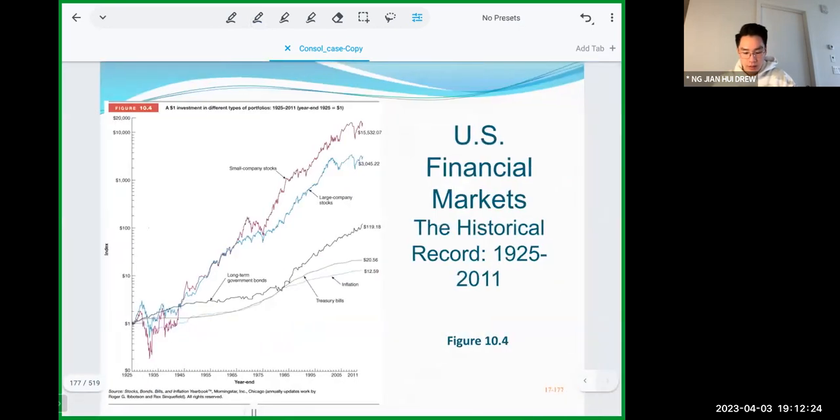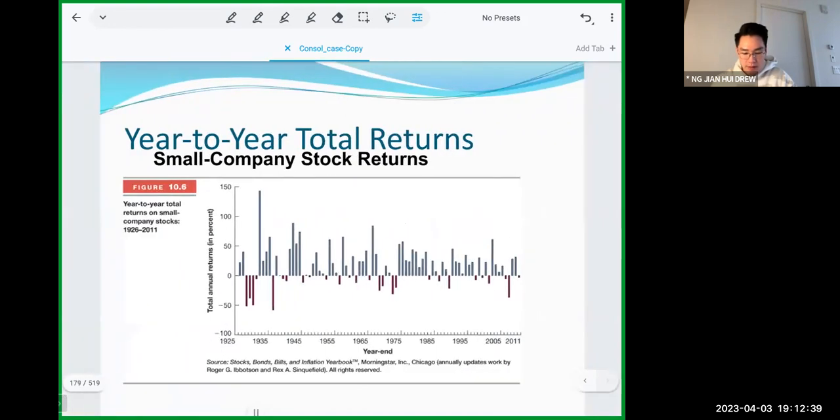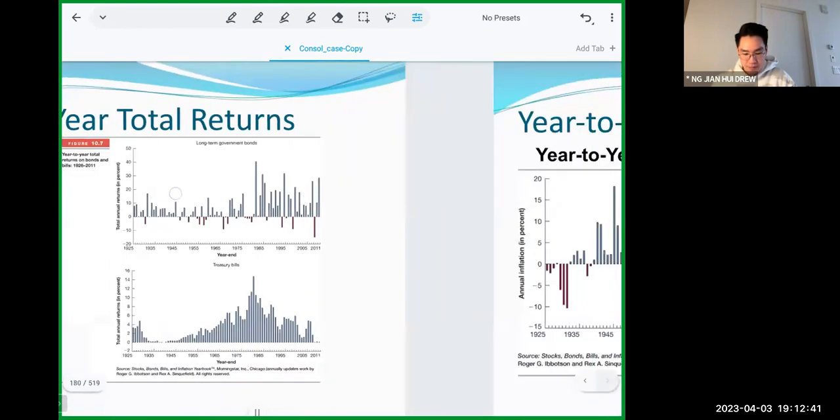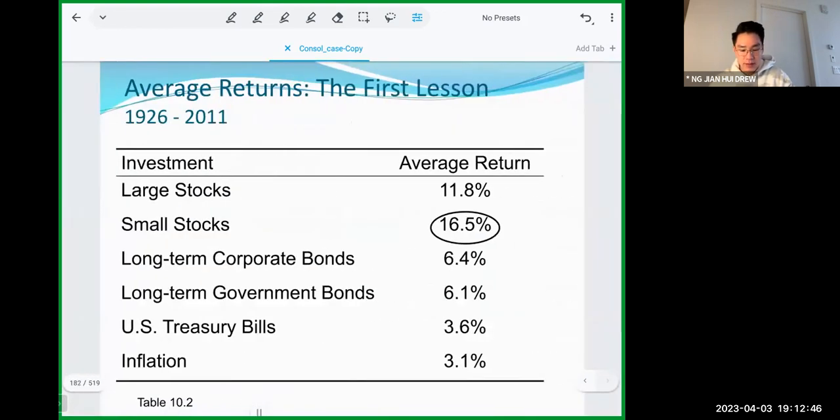I'll just move a bit quickly for the initial part, and then we can spend more time on the tougher components. Okay, so let's just move on from here. These graphs, we just use this portion here.